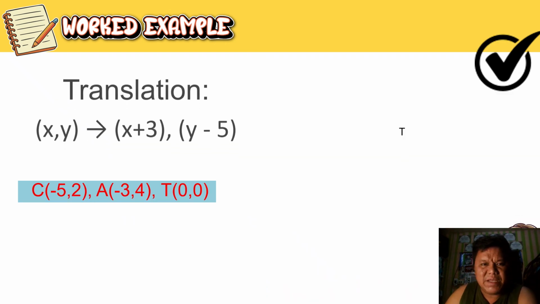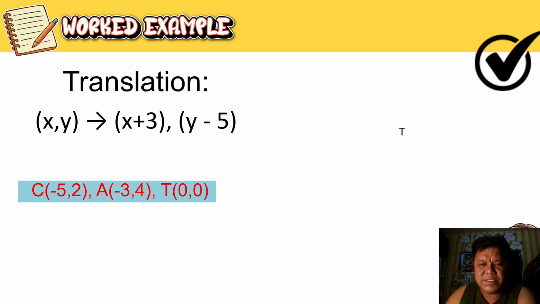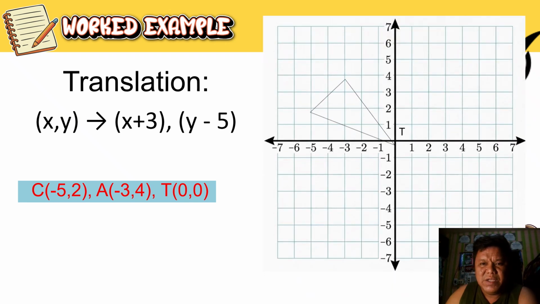Okay, let's have another example of translation, which is x plus 3 and y minus 5. So let us put first the name of the vertices: C, A, and T. Identify first the coordinate points of each vertex. So C is (-5, 2), A is (-3, 4), and T is (0, 0).